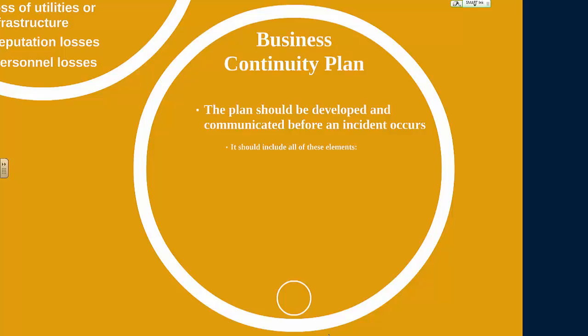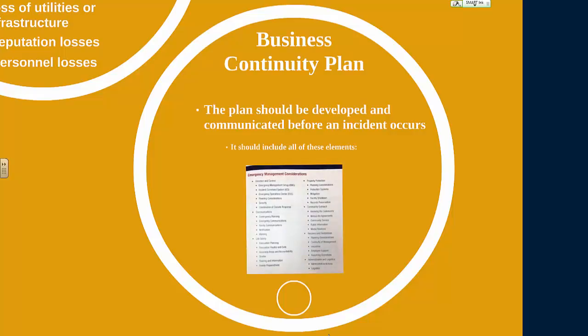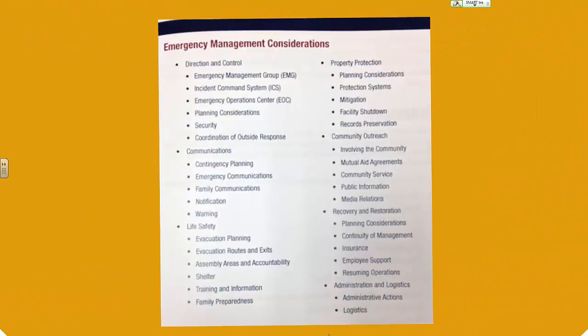A business continuity plan should include all of these elements: direction and control, communications, life safety, how to protect your property, including your records, community outreach, involving organizations such as United Way and the Red Cross, and government organizations, recovery and restoration, including your insurance policies, employee support, resuming operations overall, and administration and logistics. All of these should be considered when planning for an emergency.